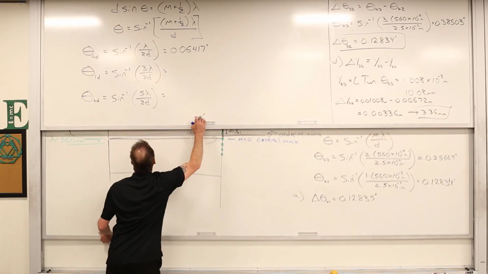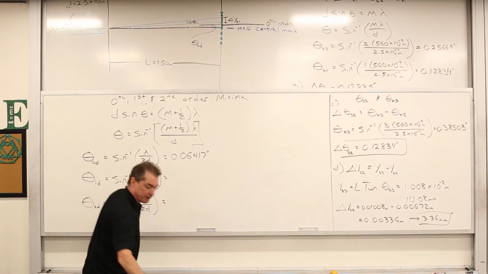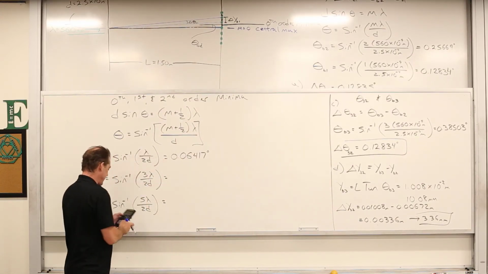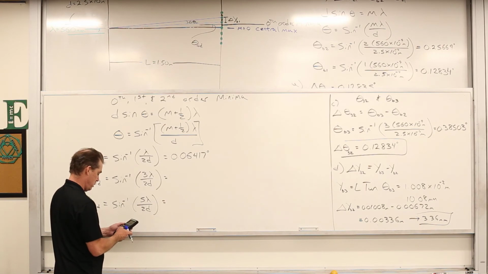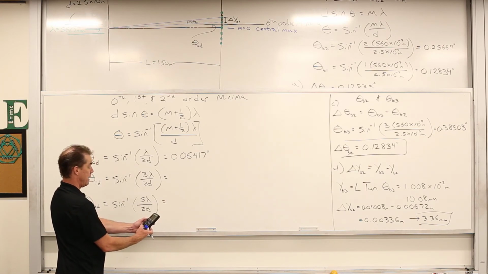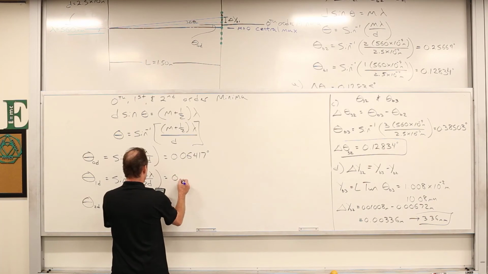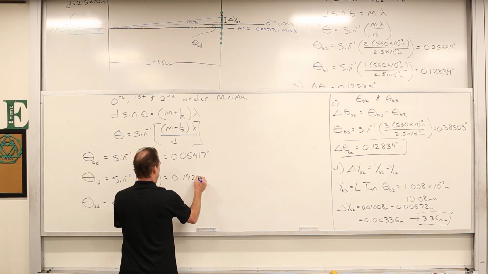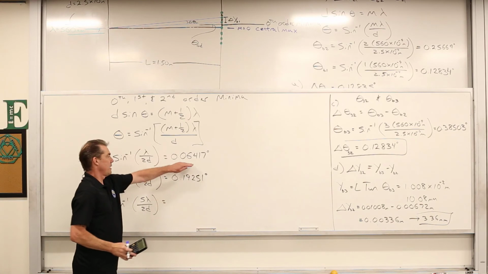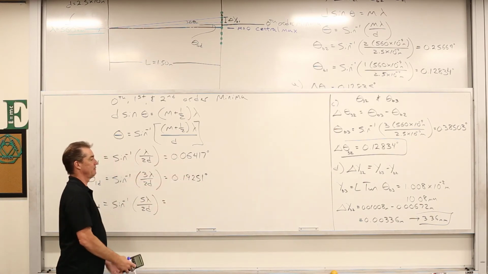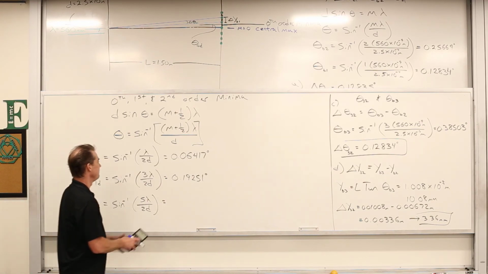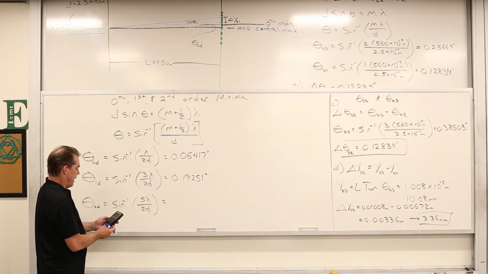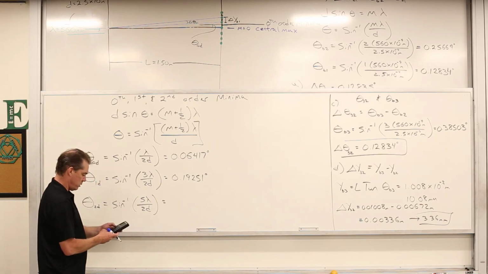But that's just one thing. So let's get these other ones out of the way here. Look at the 1st order. Let's go with this. Change that to 3. 3 times this is 0.19251 degrees. 2 times this. Add in the other half there. 3 halves.